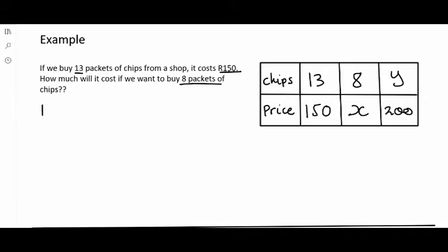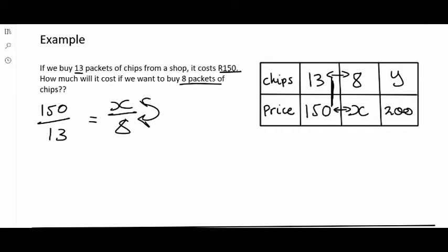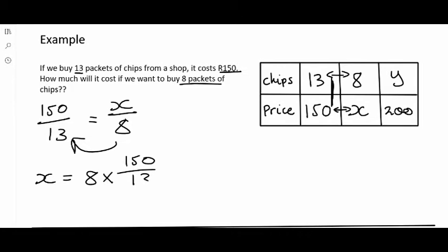So I'm going to say that 150 over 13, there's my ratio, is equal to x over 8. As long as you keep the sides corresponding to one another, you can flip this equation any way that you want. I flipped it so that the variable is on the top. That's just the way that I like to do things, because I can just take this over and say that x is equal to 8 multiplied by that fraction.